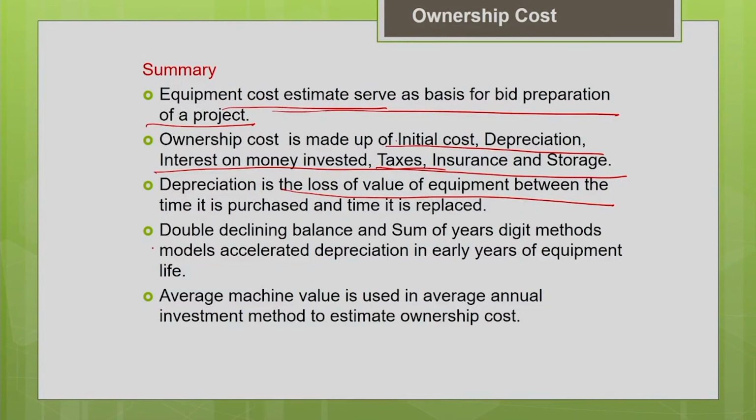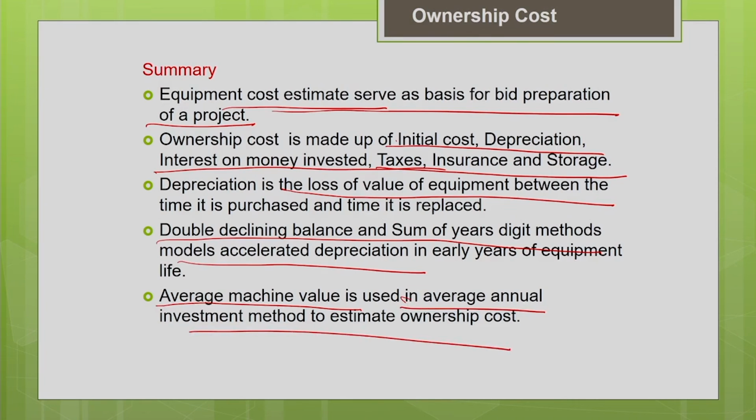Then there are different methods, and we saw the double declining balance method and the sum of the years digit method, which model accelerated depreciation in the early age of the machine. People prefer accelerated depreciation because it gives you tax benefits. And we have to determine the average machine value over the useful life of the machine if we are going to use the average annual investment method to estimate the ownership cost. How to derive the average machine value we have discussed just now.